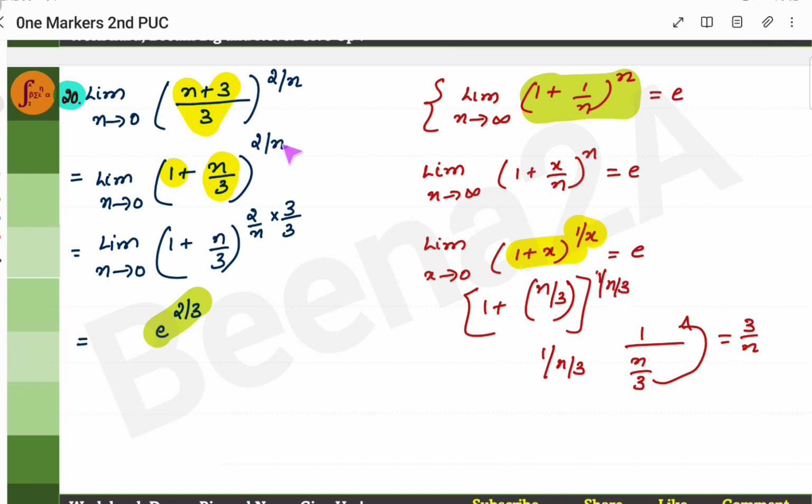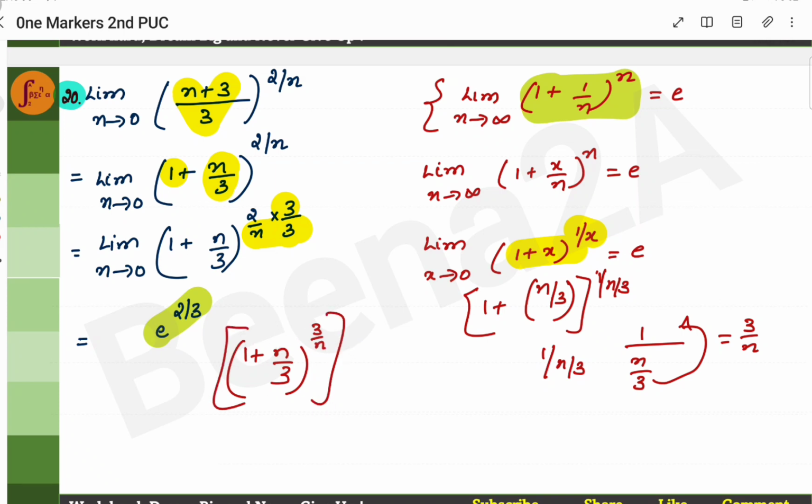But here I have 2 by n. I need 3 by n. Simple. Multiply and divide by 3. Multiply and divide by 3. So now I'll get 3n here, right? This 2 you take it out, you take this 2 out like this. 1 plus n by 3. I can write it as 3 by n. I need this 3 by n, no? So put 3 by n.